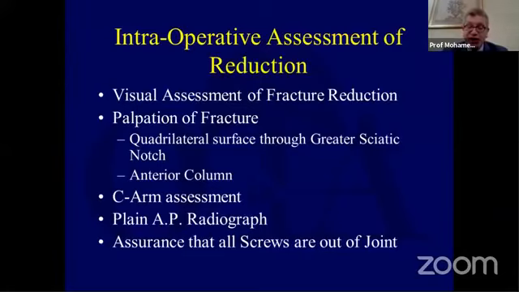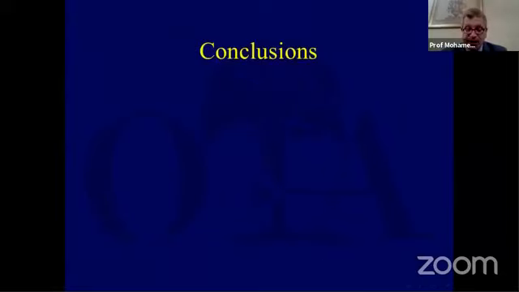Number one, visual assessment: I see it with my own eyes, visual assessment of the fracture reduction, or I palpate it, palpation of the fracture in the quadrilateral surface through the greater sciatic notch and the anterior column. Then C-arm assessment, plain X-ray, and you have to assure that all screws are out of the joint.